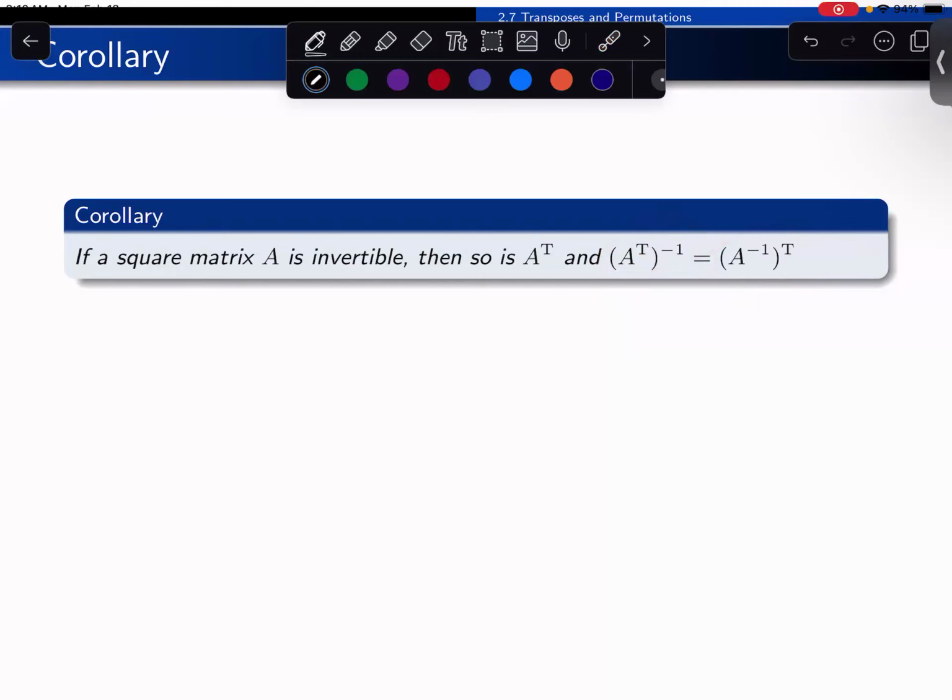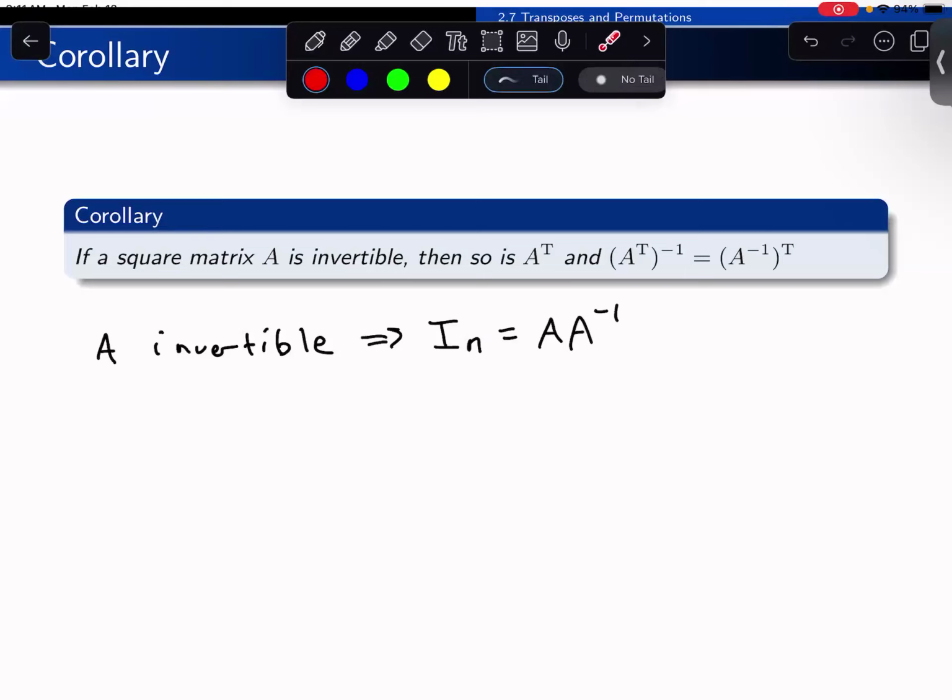The proof of this really isn't going to be so bad. If we have that A is invertible, this is going to imply that there exists a matrix A inverse such that the identity is equal to the product of these 2 matrices. All you have to do is take the transpose of both sides of this equation and it'll maintain equality. So if you take the transpose of the identity, this will be equal to A times A inverse, transposed.